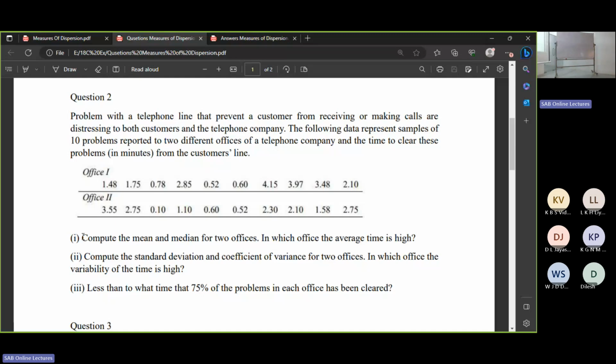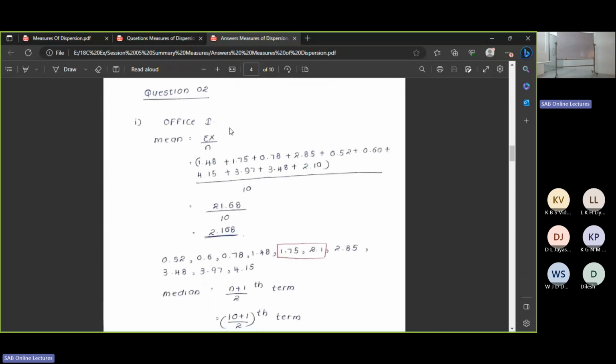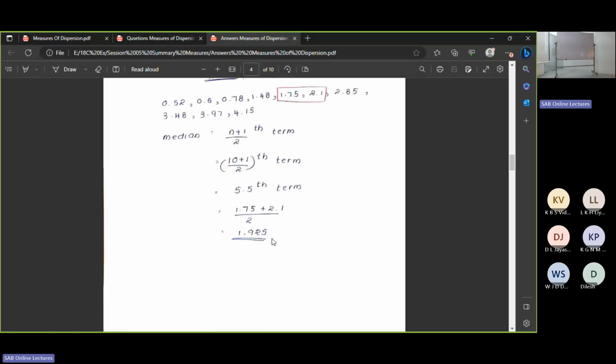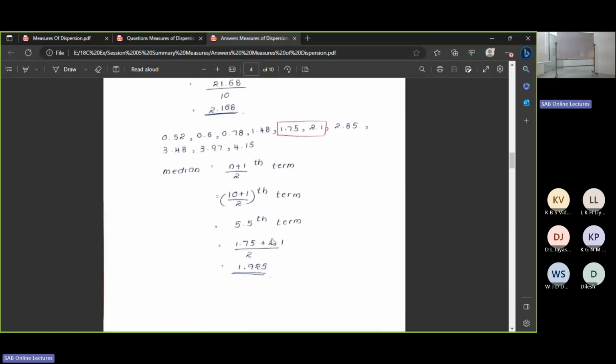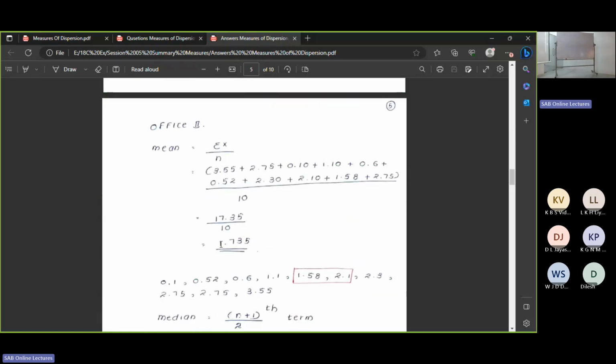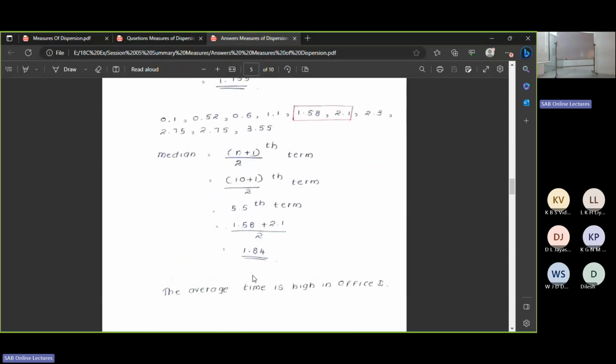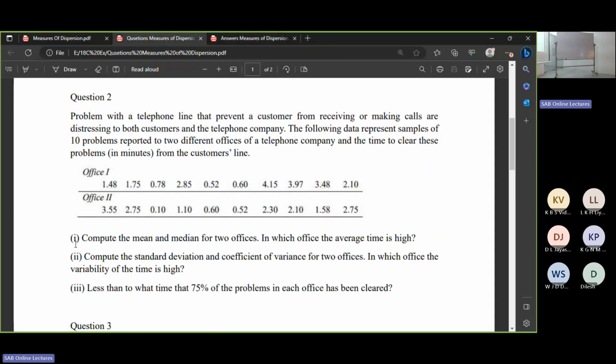Finish Roman number 1, mean and median. In answer of this one, mean value 2.168, median value 1.925. Correct? Of this two, mean value 1.735, median 1.84. Okay. Then same question asks, in which of these the average time is high?